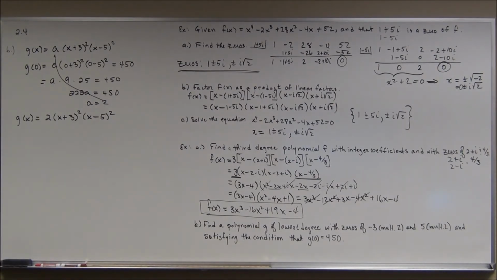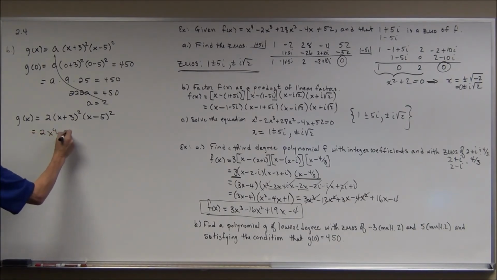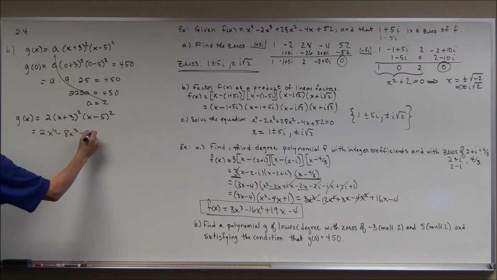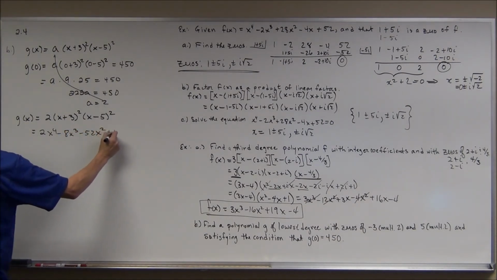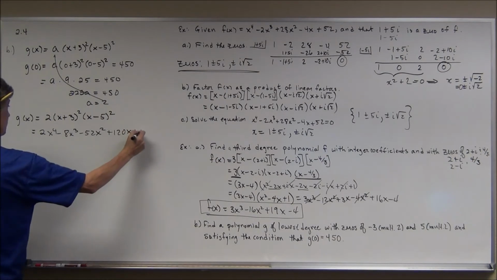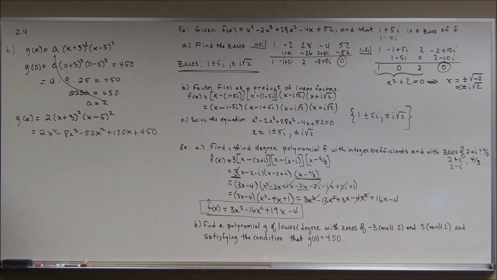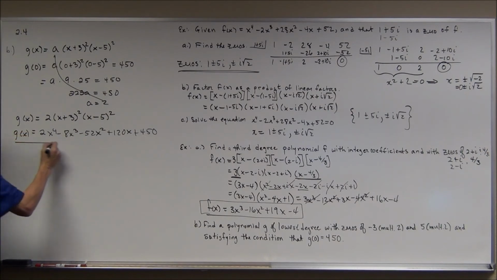If you go to look in, let's say, in the back of the book, if it's an odd number problem, they're not going to have this. They're going to take the time to multiply all this out. x plus 3 times x plus 3, x minus 5 times x minus 5. Here, I'll do it in my head. If you believe this: 2x to the fourth minus 8x to the third minus 52x squared plus 120x plus 450. It's amazing that I have that ability to do that all in my head. And that is the solution.